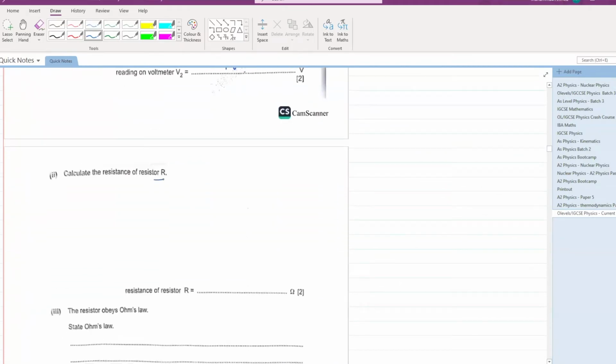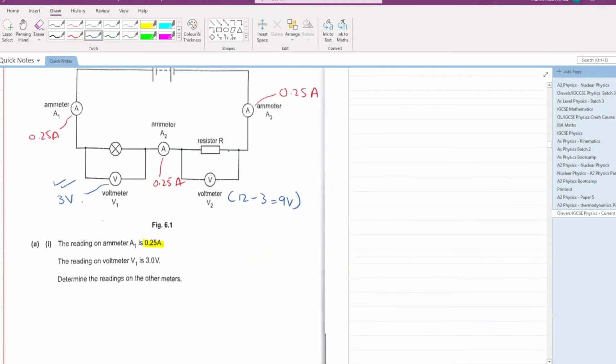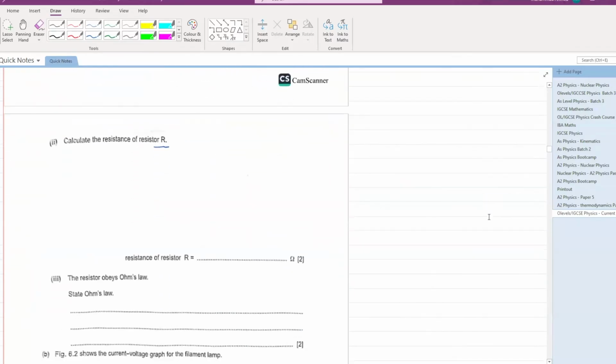Calculate the resistance of resistor R. You have to calculate the resistance of this resistor R. The voltage across this is 9. The current across this is 0.25 ampere. Can I calculate the resistance? Yes, V over I is equal to your resistance. 9 over 0.25. What will your answer be? 9 divided by 0.25. This gives you an answer of 36 ohms as your resistance. So let's write it here. 36 ohm is your resistance.